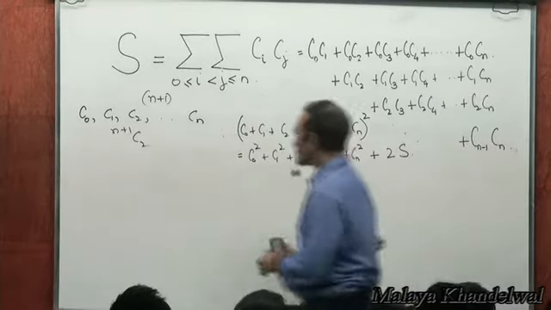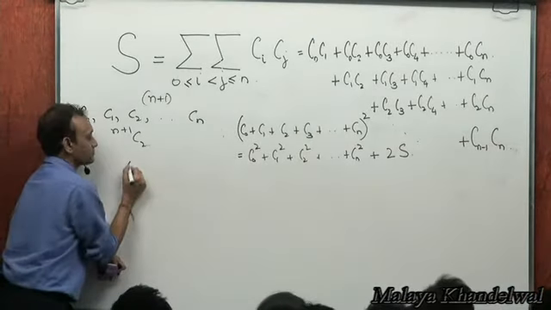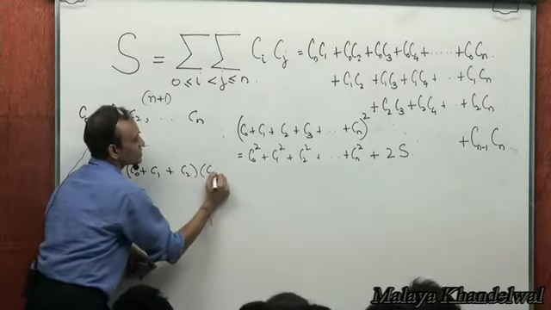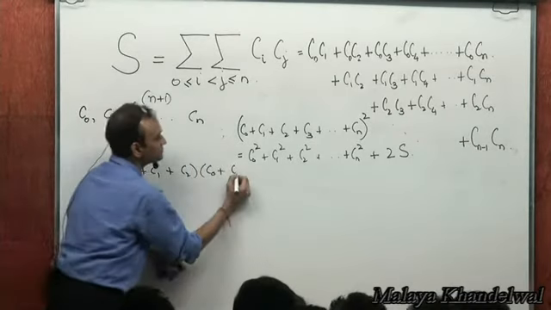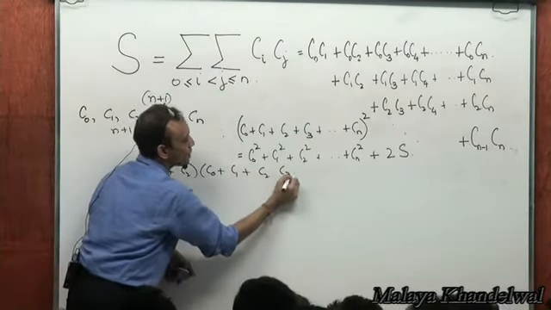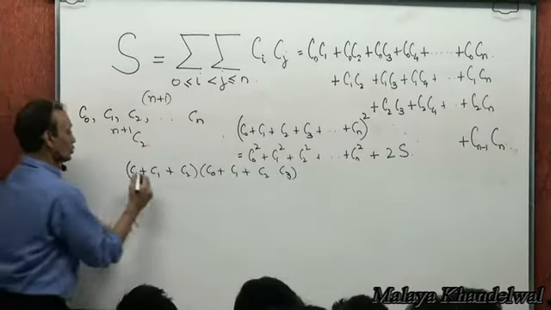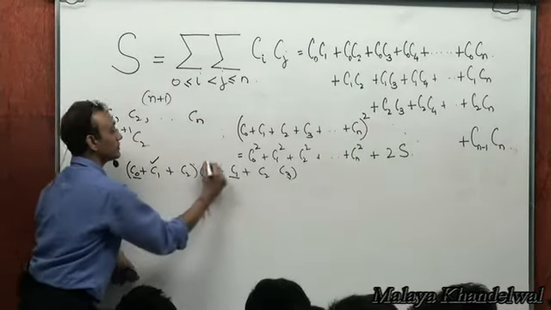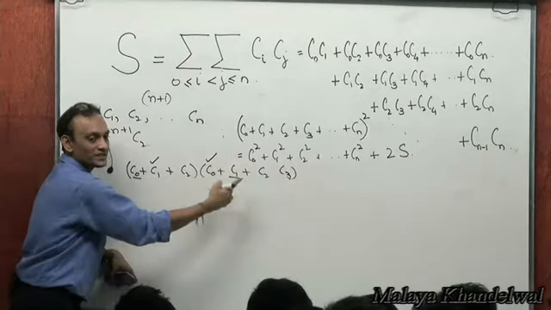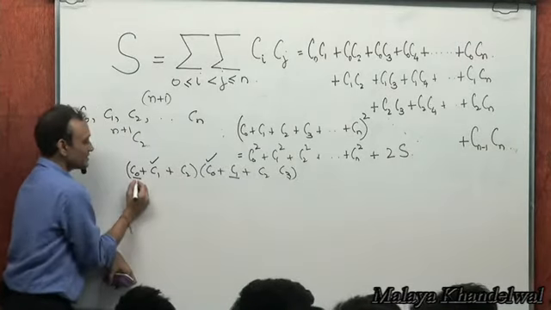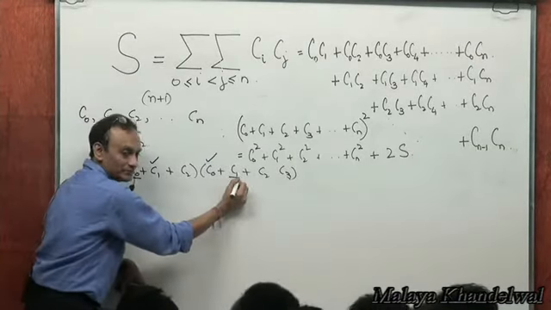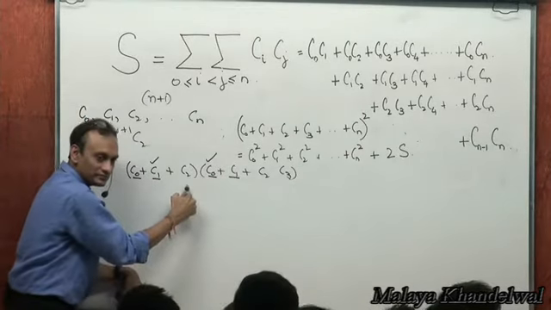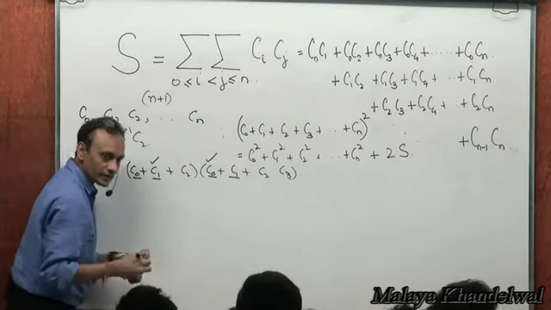How twice? Look, C0 plus C1 plus C2 into C0. Suppose n is 3. So look, C0 C1 and then C1 C0, twice C0 C1, isn't it? See, you have a term like C0 C1 coming and a term like C1 C0 coming, which is like twice C0 C1, isn't it? That's why.